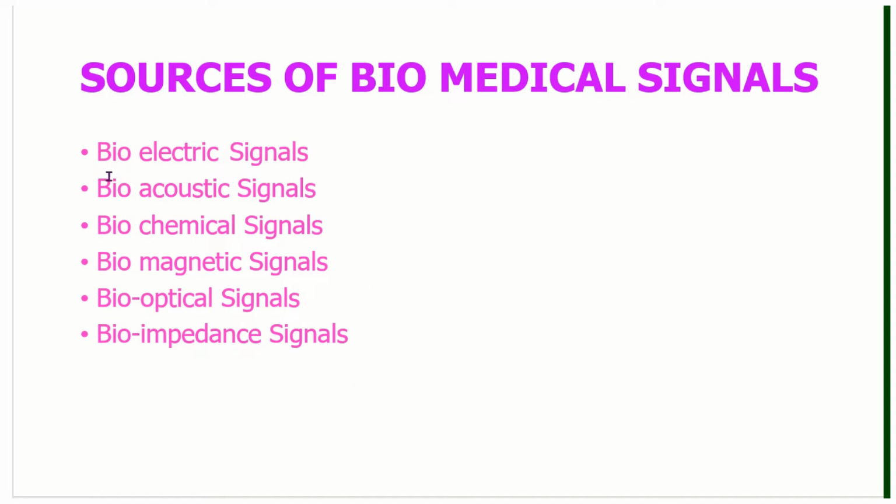First, we see bioelectric signals. Bioelectric signals could be produced from the heart and from the brain. These are electrical signals produced in those areas. Analyzing those signals, the doctor is able to say whether the patient's heart or brain is functioning properly.